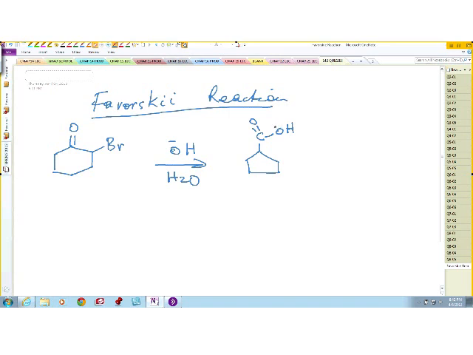For those of you who are interested in the mechanism of this, you should watch the webcast of the session of last night, or you could come and see me after the class. Anyway, anytime you have a cyclic ketone in which the alpha carbon is halogenated, and then you have hydroxide or a base, you get a rearrangement in which you get a ring contraction. We call this a Favorskii reaction.